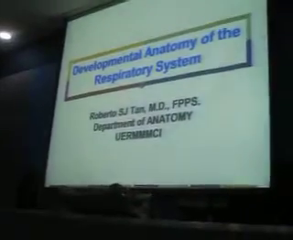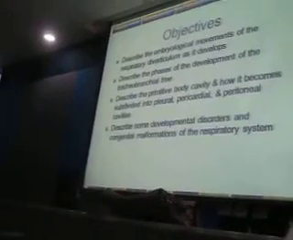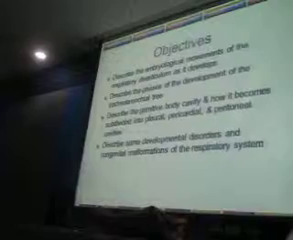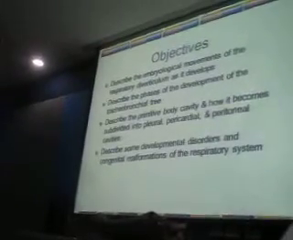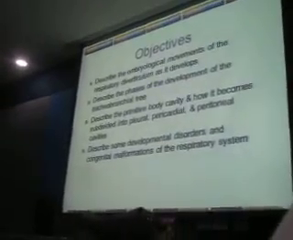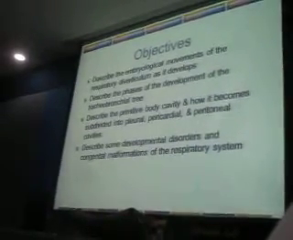I'm supposed to talk on the embryology of the respiratory system. With that, I have only 4 objectives. First is to describe the embryological movements of the respiratory diverticulum as it develops. Second is to describe the phases of the development of your tracheobronchial tree. Next is to describe the primitive body cavity and how it becomes your pleural, pericardial, and peritoneal cavities. And then I will discuss some developmental disorders.